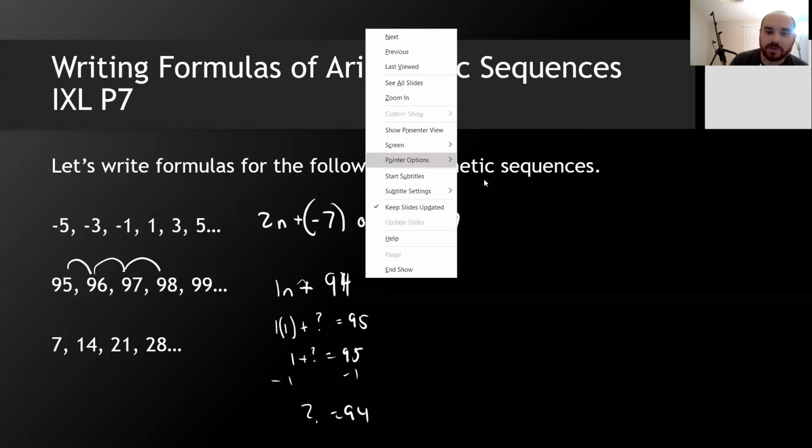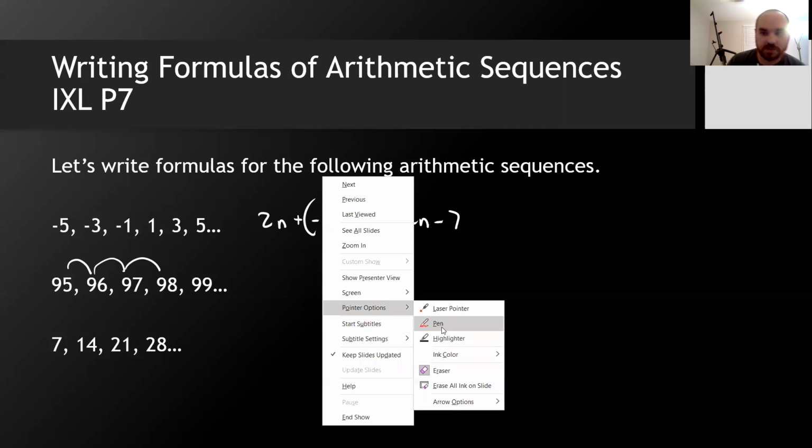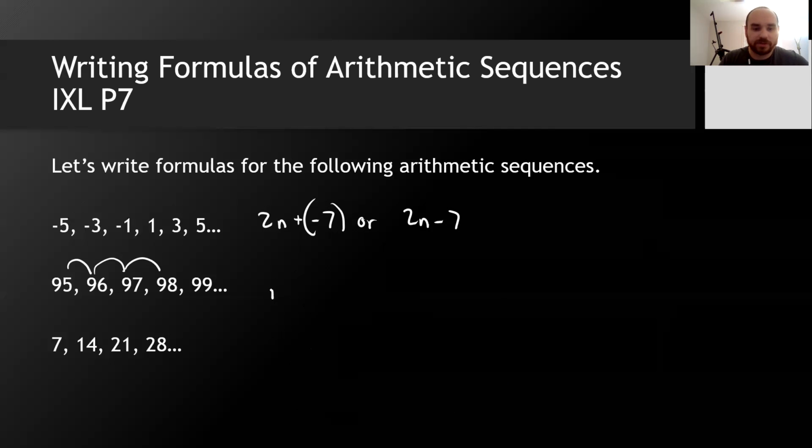Keep in mind when we're writing variables with a 1 in the front, so 1n for example, we don't actually need to write out the 1, so we can just write n plus 94. And that's going to be the formula for this one. The last one, I'm going from 7 to 14, 14 to 21. That's plus 7 every time. So my rate of change is going to be 7. So 7n. And then I need to plug in 1 and figure out what I need to add to get the first term.